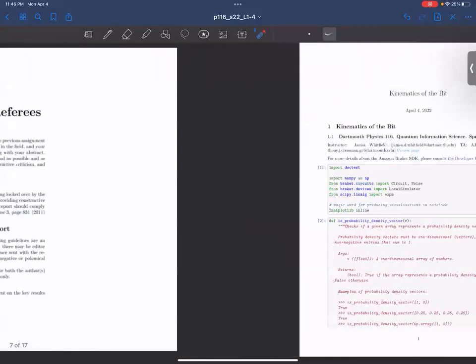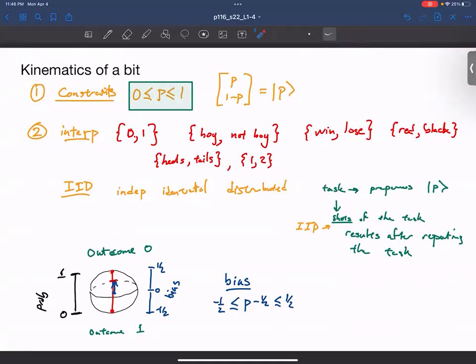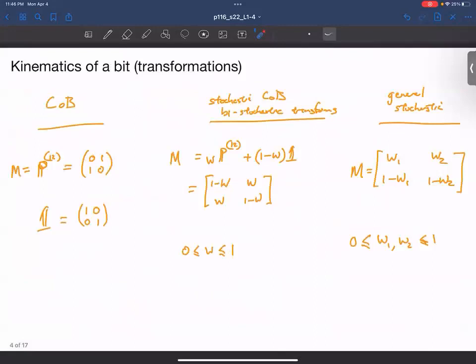Okay, so last time, just to recap where we ended our discussion of probability. And just to remind, the discussion of probability went along the lines of constraints, interpretation, and this was the constraints and interpretations for the kinematics of the bit. From there, we talked about the change of basis.